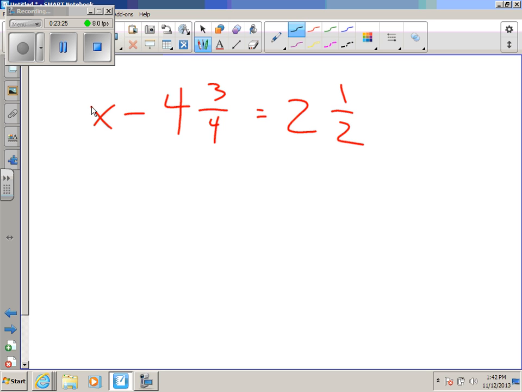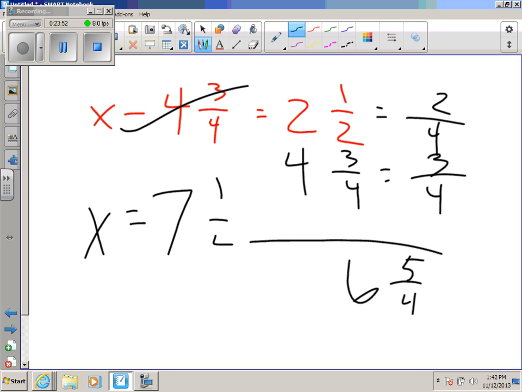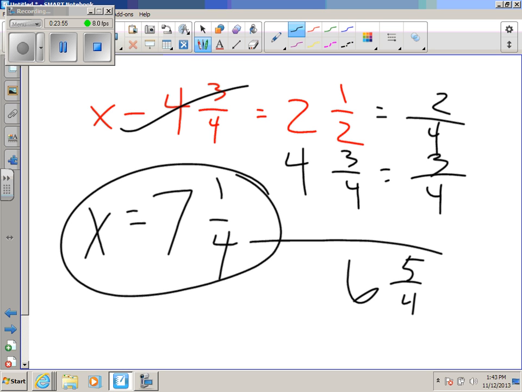Now, if you notice a pattern for numbers 21 through 23, they're all having you do the same thing. The opposite operation in all of those first 3, you're adding. So we're going to take the opposite. We're going to add 4 and 3/4. 5/4. 6 and 5/4 becomes what? 7 and 1/4. Does it make sense? 7 minus 4, almost 5. Does it give us somewhere in the ballpark of 2?